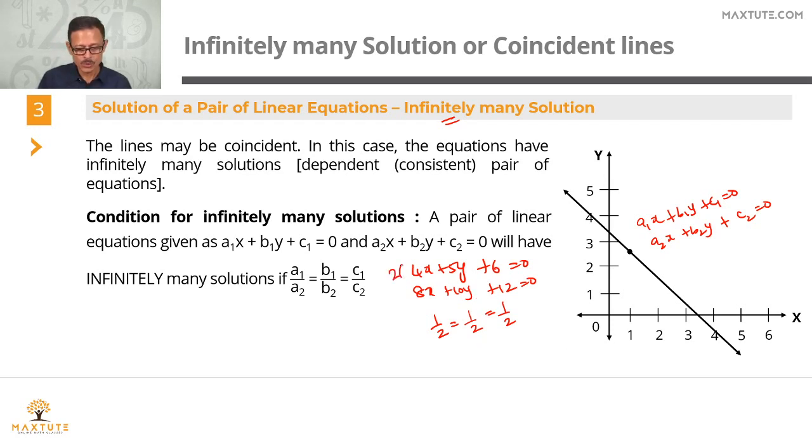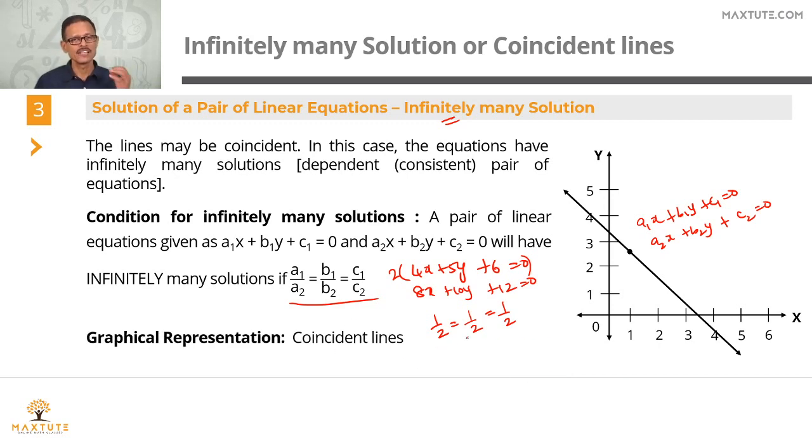Look at the second equation. Is it nothing but 2 times the first equation? That's why they said these are equivalent equations, a dependent system of equations. So, for a pair of linear equations to have infinitely many solutions, the condition to be satisfied is this: a1 by a2 equals b1 by b2 equals c1 by c2. And what do they represent graphically? A pair of coincident lines, right?